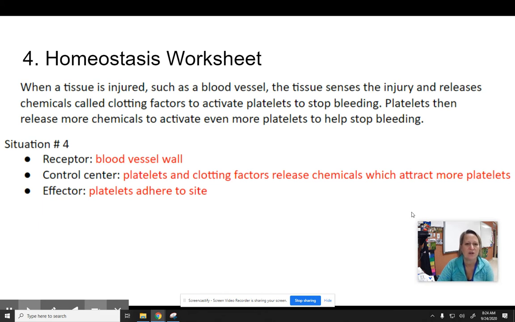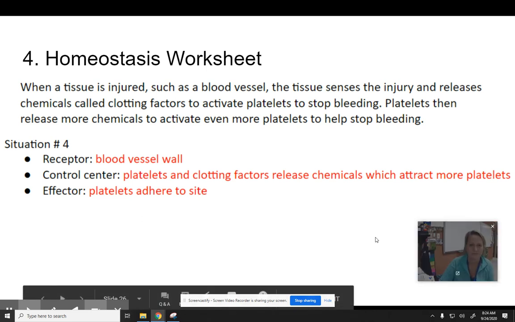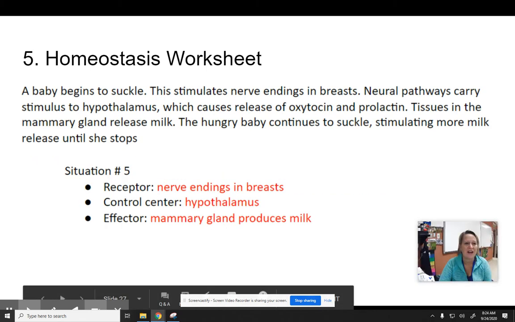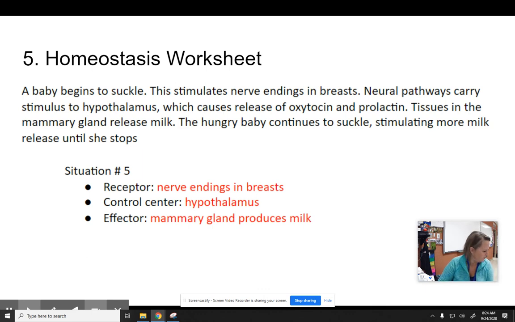So the receptor where the injury was the blood vessel wall, and that releases chemicals called clotting factors. So the clotting factors and the platelets are the control center because that's what's changing the situation. And then the effector, what happens to correct it is that the platelets adhere to the site. So they stop the bleeding. Oh, yeah, so that was positive feedback.